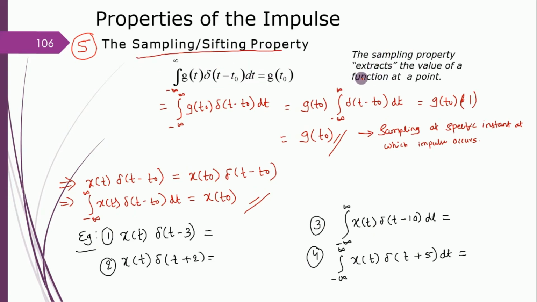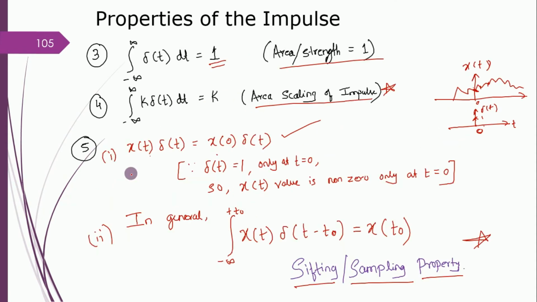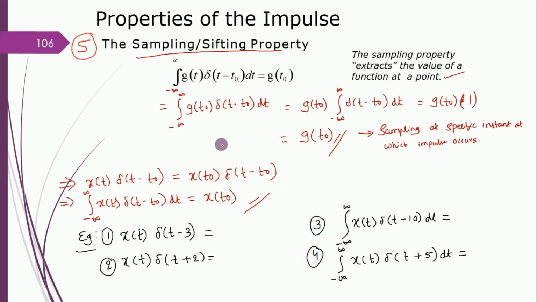The sampling property extracts the value of a function at a point. That is what I explained just now. And here I have taken an explanation. In place of x of t, I have written just g of t. G of t naught, what do I get? As I explained in the previous slide, just observe this. Fifth property, the first part: x of t delta of t will give you x of 0, because t minus t naught, t naught is 0, x of 0 here. Similarly, g of t delta of t minus t naught is g of t naught, delta of t minus t naught.